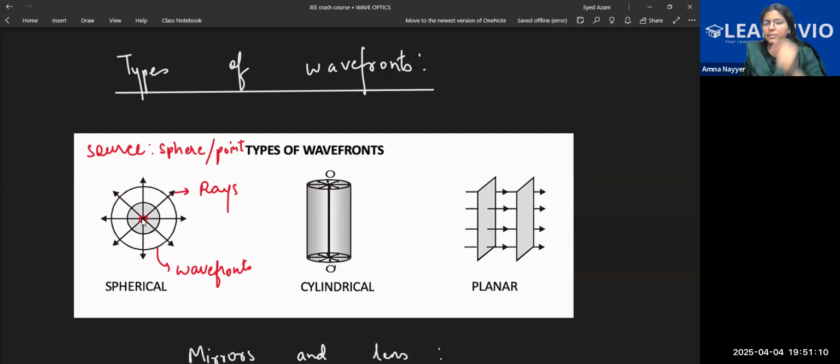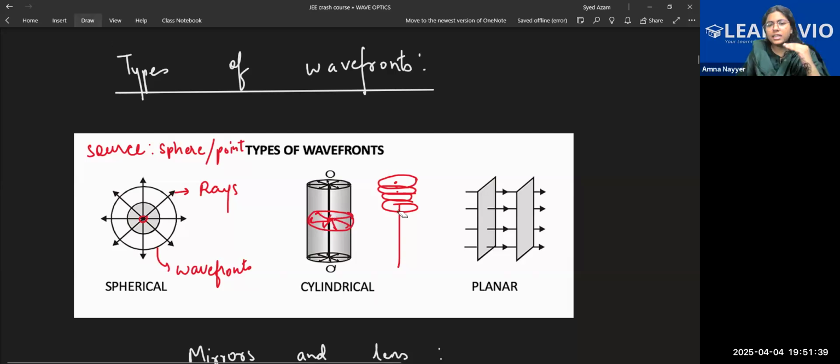If I join multiple point sources like this, one source, then one source, then one source together, it will form a straight line. What will happen? Around every point there will be circles like this. Around this point one circle, around this point one circle, like this, it will form a cylinder. If you take one point here, it also has a wavefront like this, where the rays are spreading out.